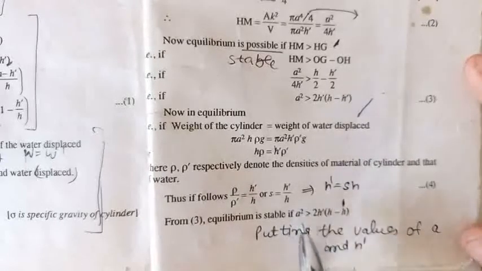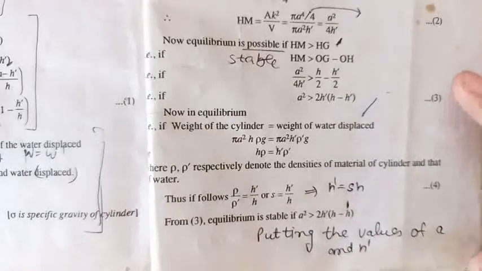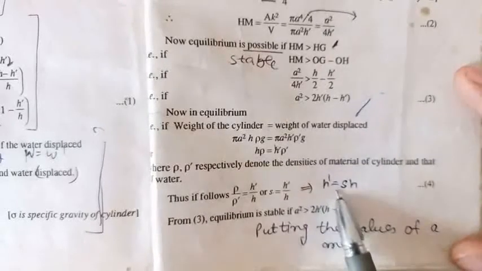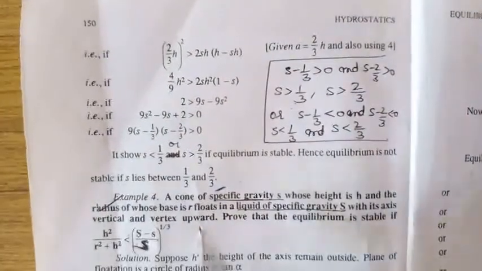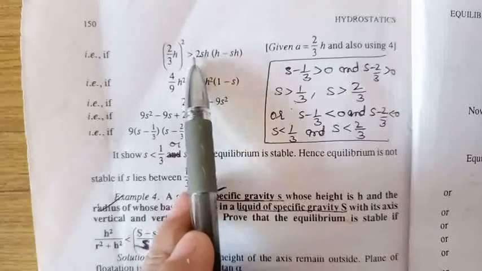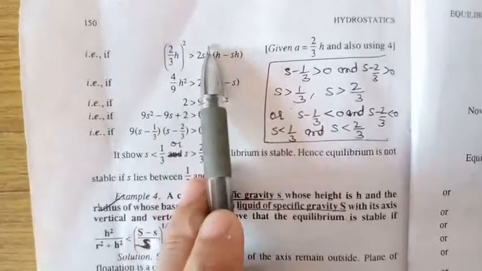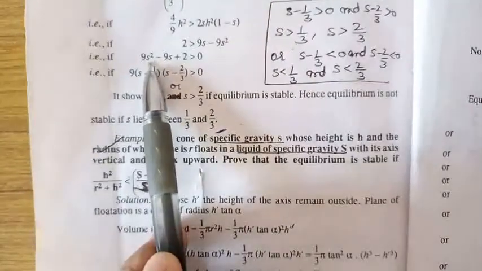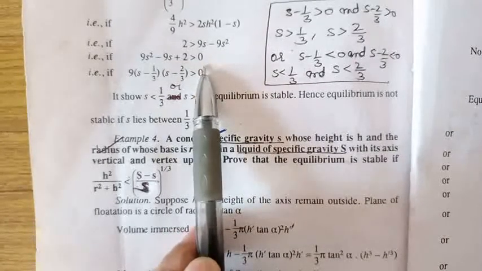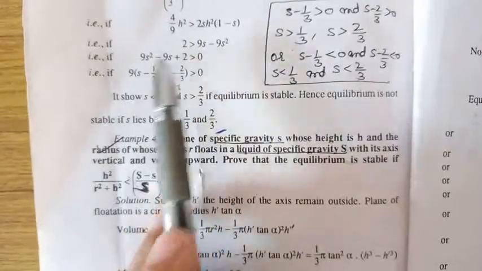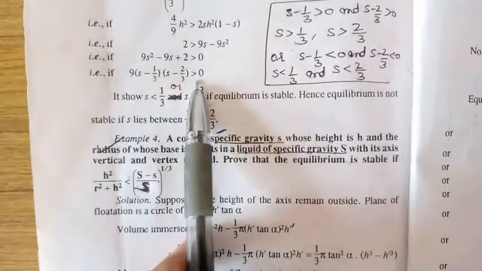Here, substituting the value of a and h dash. The value of a is 2 by 3 h and the value of h dash is s into h. So putting the values here, we get (2 by 3 h) whole square is greater than 2sh into (h minus hs). Simplifying this expression, we get 9s square minus 9s plus 2 greater than 0. Now we can factorize this expression to get 9 into (s minus 1 by 3) into (s minus 2 by 3) is greater than 0.